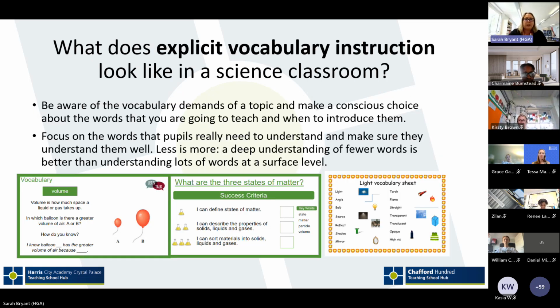So what does explicit vocabulary instruction look like in the science classroom? We need to be aware of the vocabulary demands of the topic and make conscious choices about the words that we are going to teach. I would recommend that you don't do more than 4 per lesson. Otherwise, you're increasing the cognitive load. It doesn't mean you're not going to use any other scientific vocabulary in that lesson. It's just that we're focusing in on those 4 particular words that are important to that particular lesson.